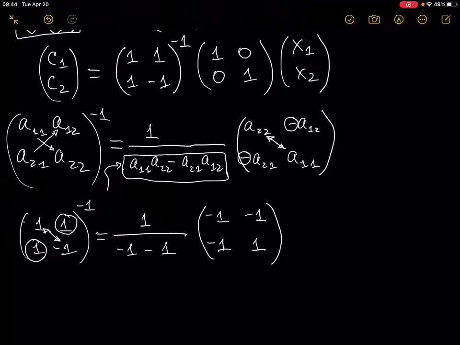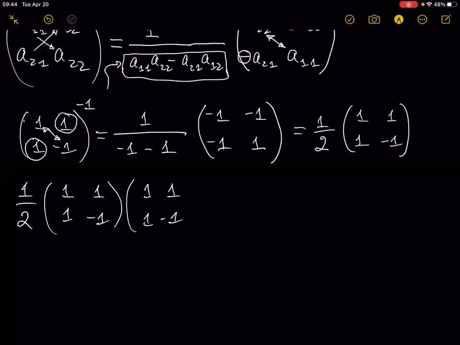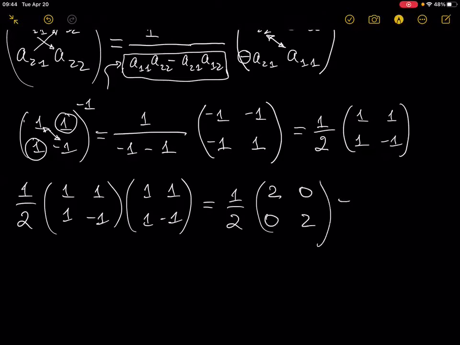So this is 1/2, negative 1/2. So I will put the negative sign inside, and this will be 1, 1, 1, negative 1, right? Let us check. 1/2, 1, 1, 1, negative 1, 1, 1, 1, negative 1, which is 1/2, 2, 0, 0, 2, the identity matrix as expected, right?